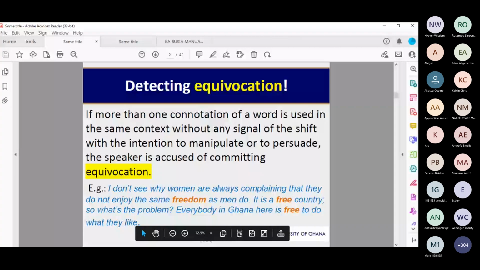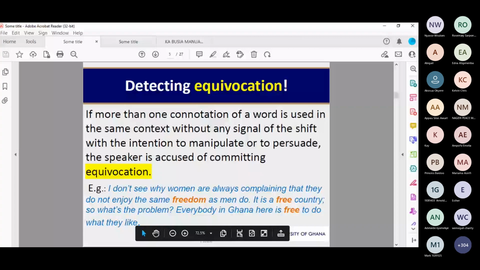Okay. So please read the second statement after the first one. I want to make a point. It is a free country. It is a free country.